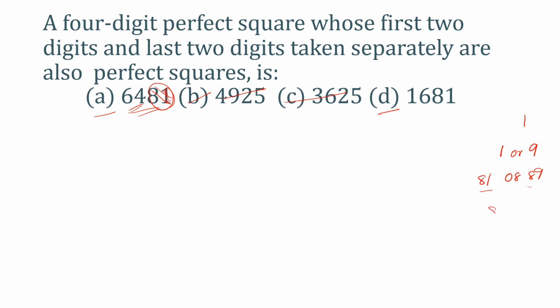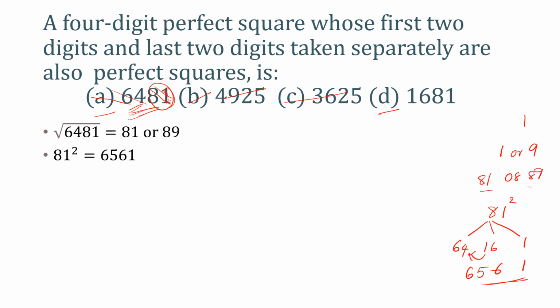We know the trick: 81 squared will have three parts. The ones part is 1 squared, that is 1, and the last part is 8 squared, that is 64. The middle part is 8 into 1 into 2, that is 16. So 1, 6, and this 1 will go as carry. So we will have 6, 5, 6, 1. 81 squared itself is 6561, which is greater than this A. So A is also not a perfect square. Now the only option left is D.